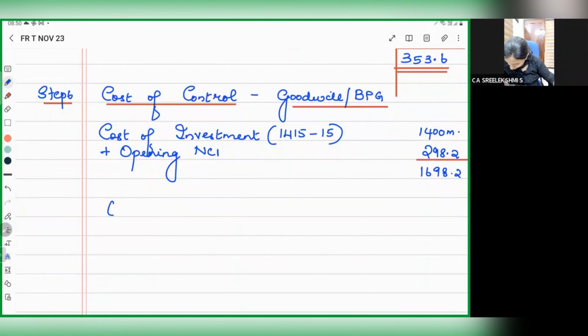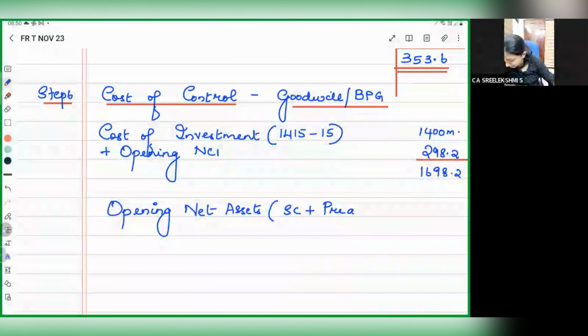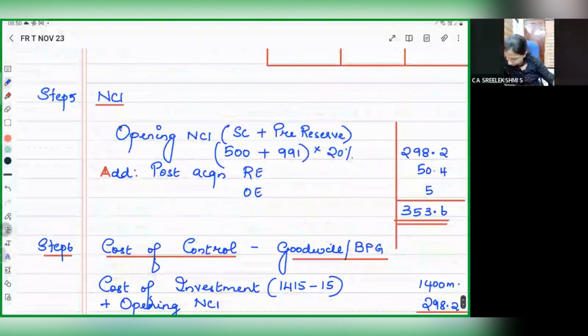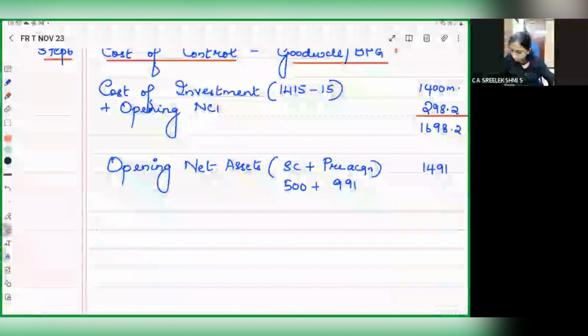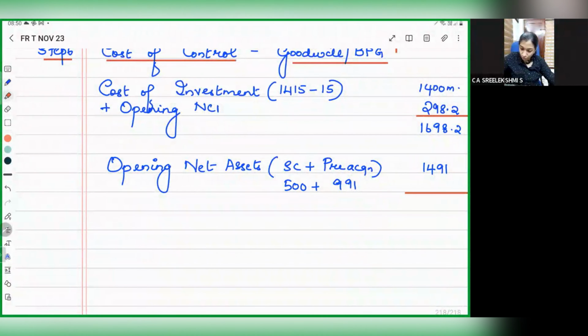Yes. And how much is opening net assets? Opening net assets is share capital plus pre-acquisition reserves, which we have already calculated: 500 plus 991, that is 1491. 1698 minus 1491 is 207.2. 207.2 is goodwill.